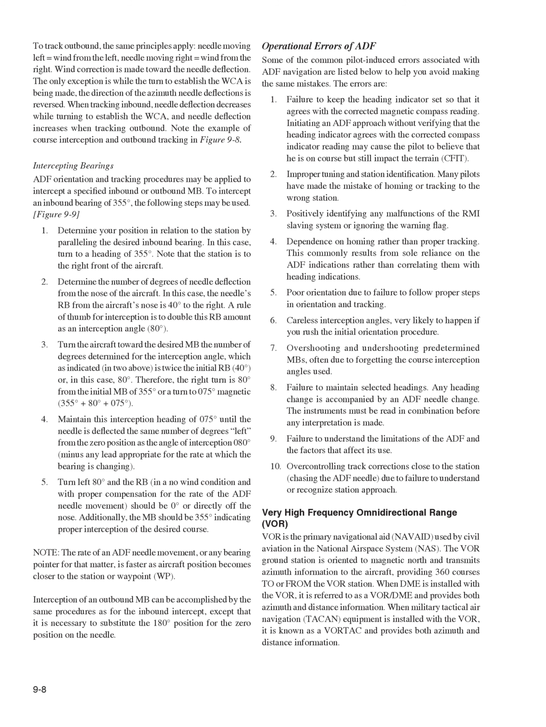Very high-frequency omnidirectional range, VOR. VOR is the primary navigational aid, NAVAID, used by civil aviation in the National Airspace System, NAS. The VOR ground station is oriented to magnetic north and transmits azimuth information to the aircraft, providing 360 courses to or from the VOR station. When DME is installed with the VOR, it is referred to as a VOR/DME and provides both azimuth and distance information. When military tactical air navigation (TACAN) equipment is installed with the VOR, it is known as a VORTAC and provides both azimuth and distance information.